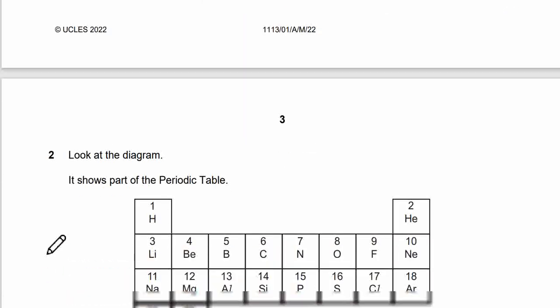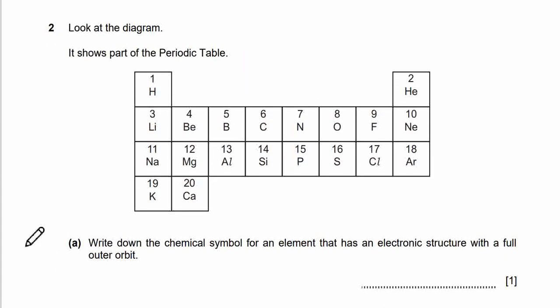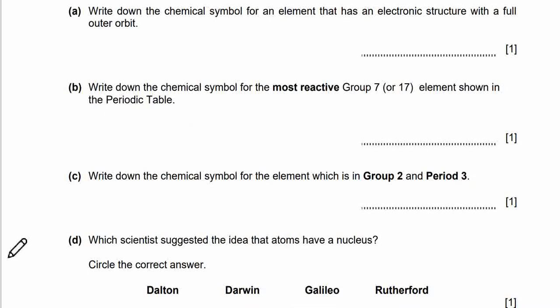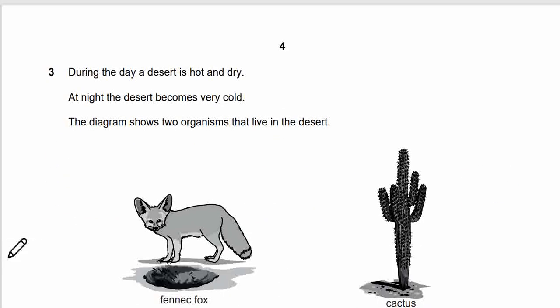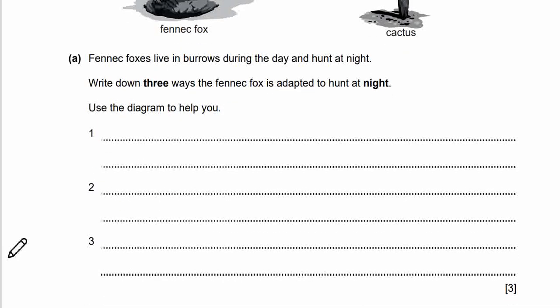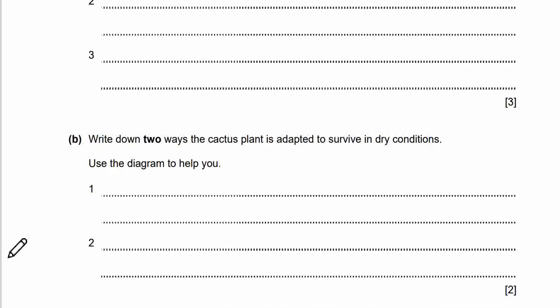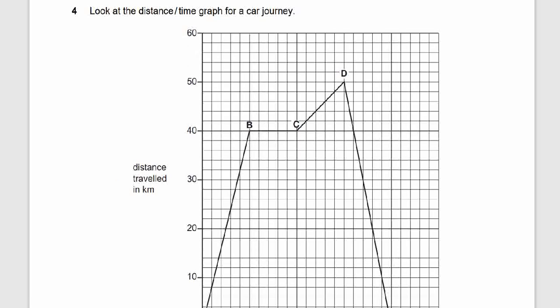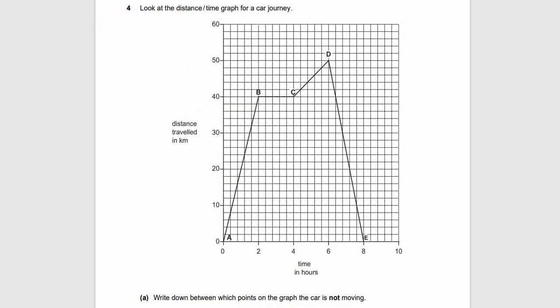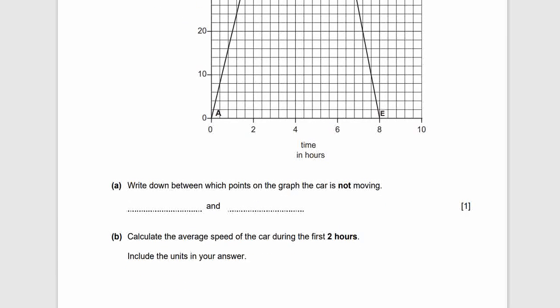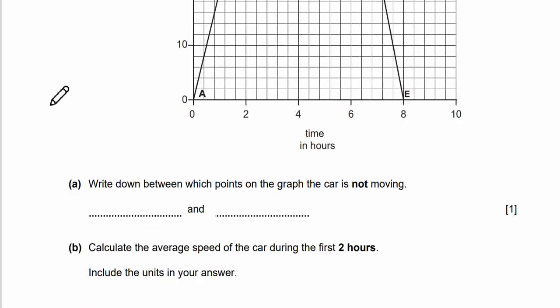Next is question 2A and question 2B and C and D. Next is question 3, and then this is the question 3A, and this is question 3B. Next, followed by question number 4. Let me zoom out. Okay, this is number 4. This is the graph, and this is the question for A and B.